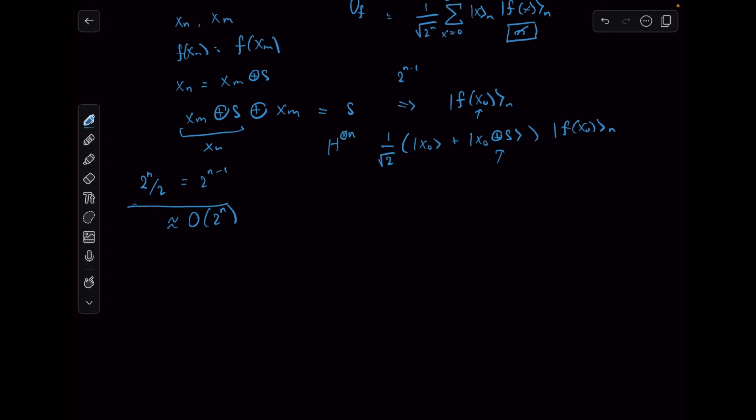So let's trace through what happens from there. And now we can just disregard the output register. All the information we need is right here. So we're going to have 1 over the square root of 2.